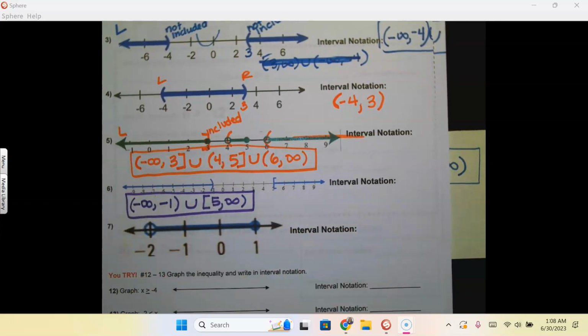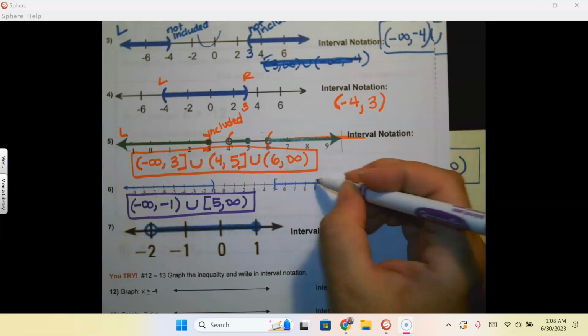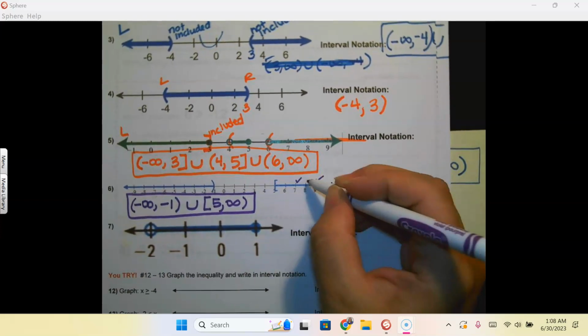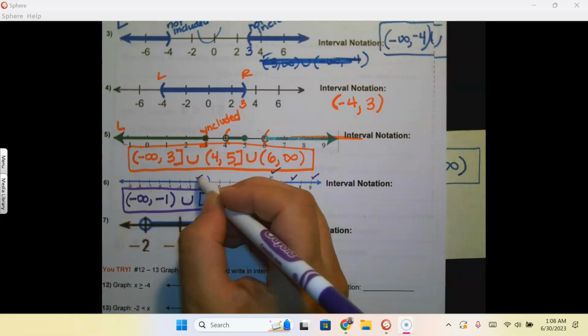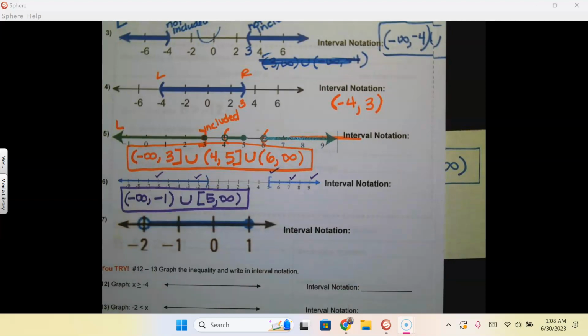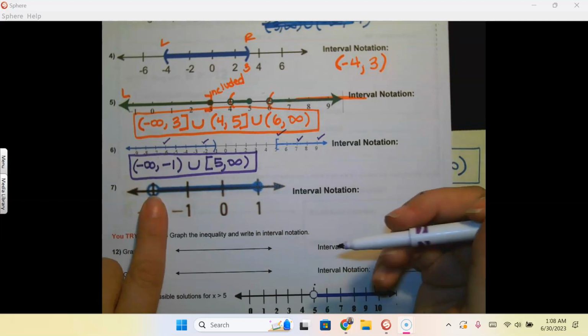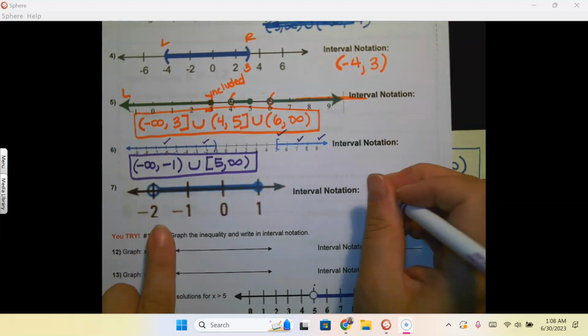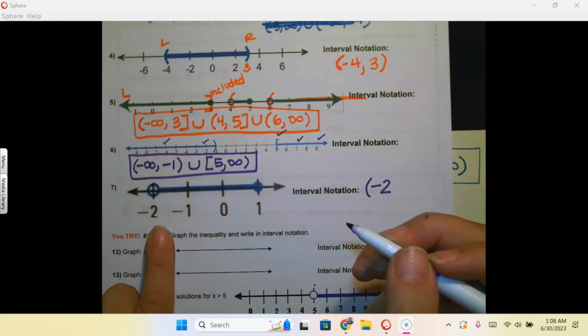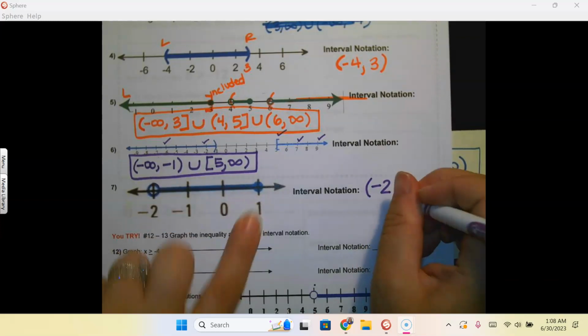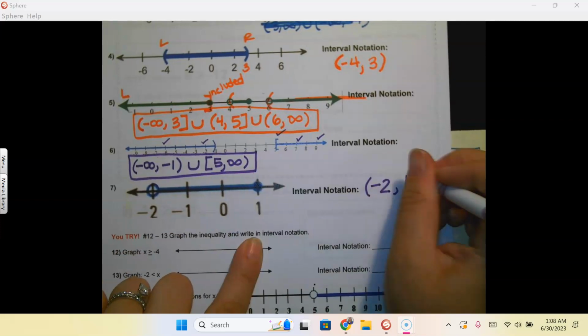So if I asked you, give me a number x could be, it could be 9, it could be 7, right? It could be 5, not -1, but it could be -2, -6, etc., right? So that's what this is showing. All those numbers that are shaded are included. All right, one last one. So from the left to the right, we're going to put -2 with a parenthesis because this is an open circle. And then it stops at 1 and it's shaded, so that would be a bracket.